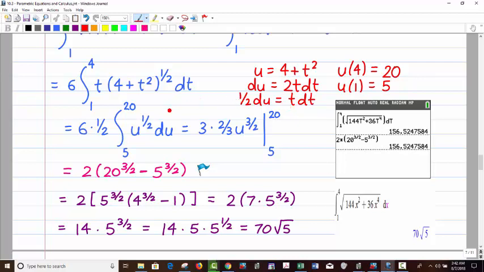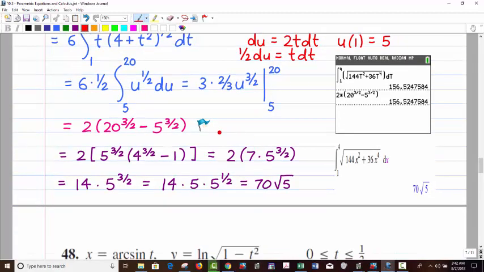So I pulled the 1/2 from the du out with a 6, so that's going to make a 3. The antiderivative of u to the 1/2 would be 2/3 u to the 3/2. So the 3's will cancel, obviously, and leave a 2. So I just have a u to the 3/2. Put in 20, put in 5.